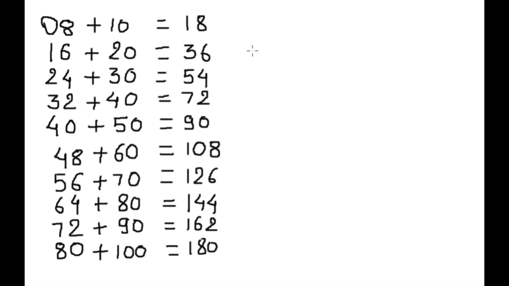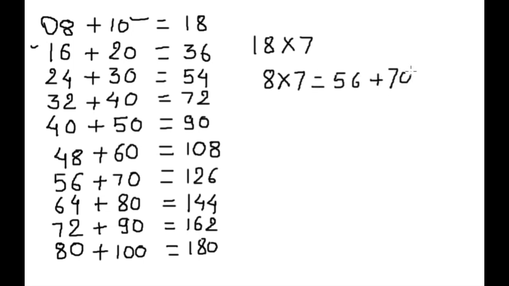We have to do only two steps. First write 8 times table and then do addition from 10 to 100. Now if we want 18 into 7, so we have to write only 8 into 7 is 56 plus 70, because this is 7 times. So we will add 70. It's equal to 126.